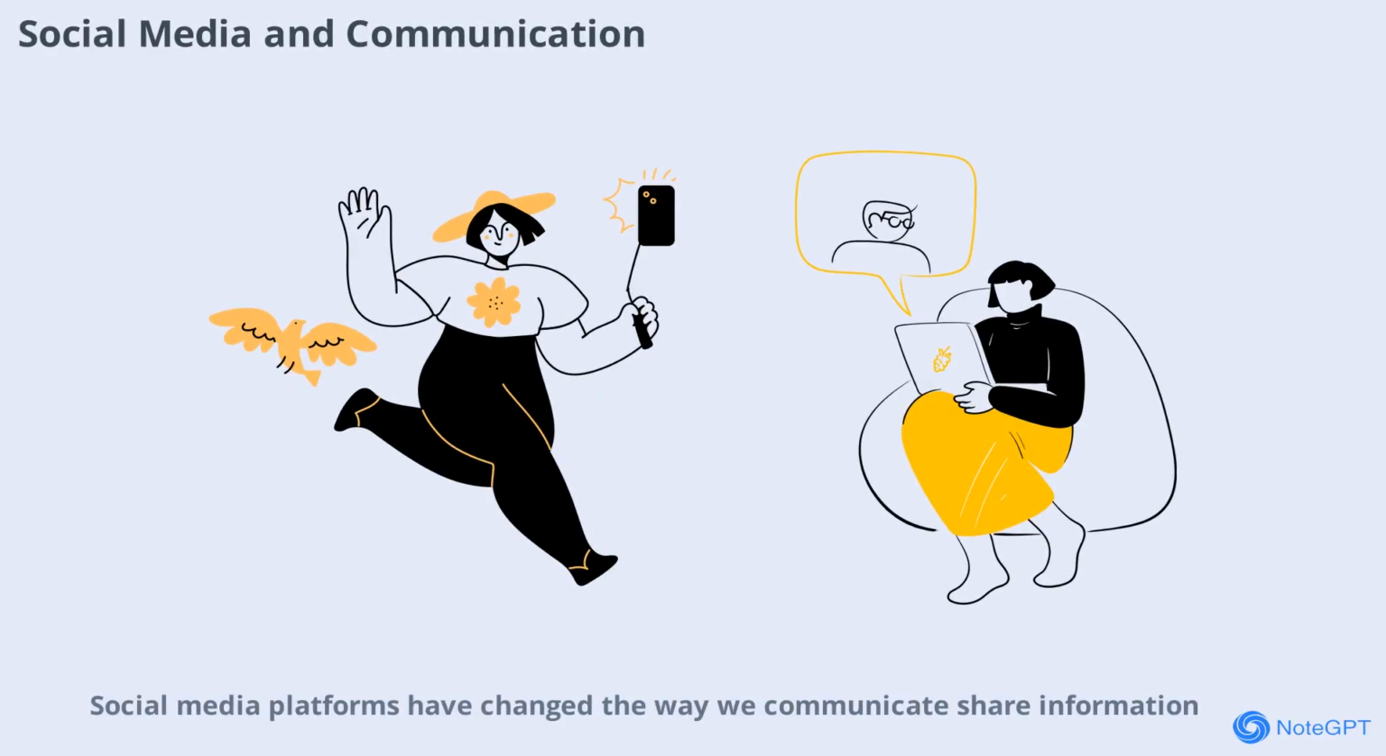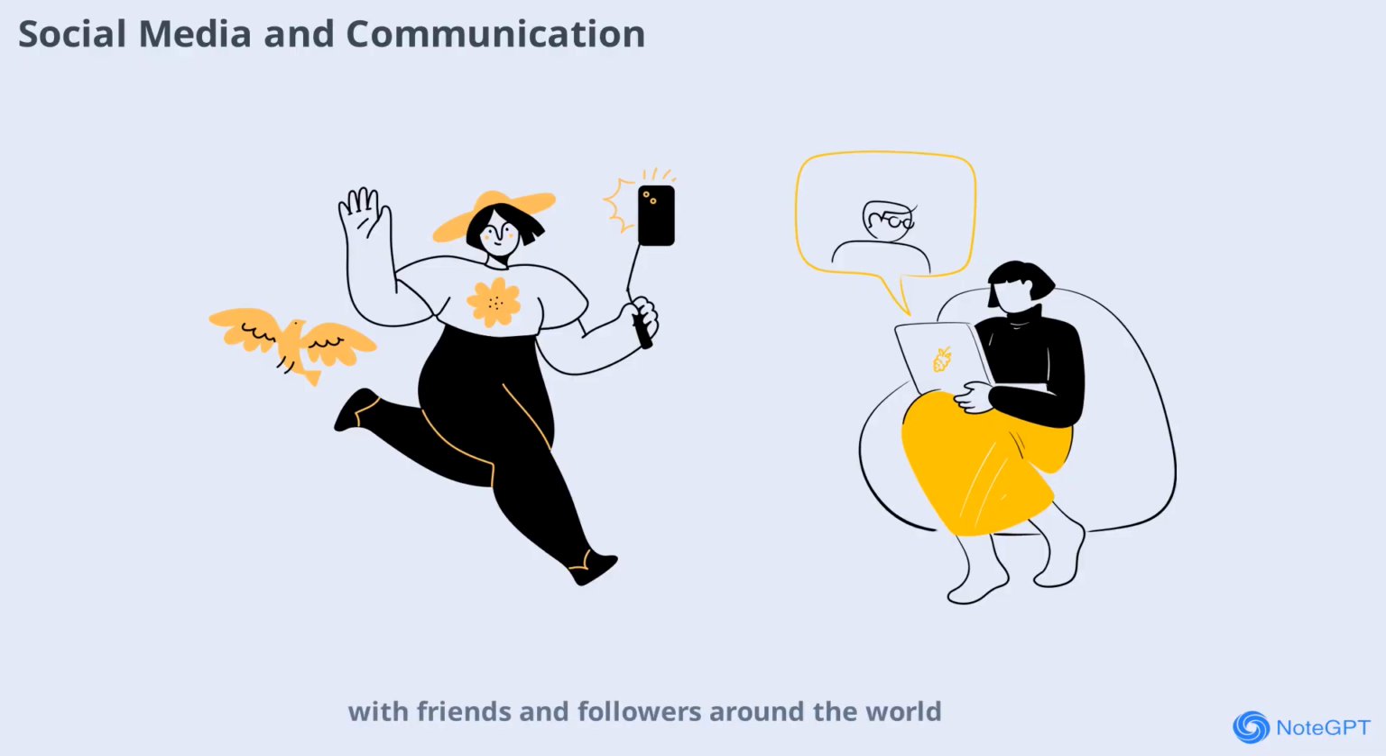Social media platforms have changed the way we communicate, share information, and build communities. These platforms rely on a variety of communication standards to transmit messages, images, and videos quickly and securely. Standards ensure that users can connect with friends and followers around the world, regardless of the devices or networks they use. The rise of social media highlights the ongoing evolution of communication and the importance of interoperability.